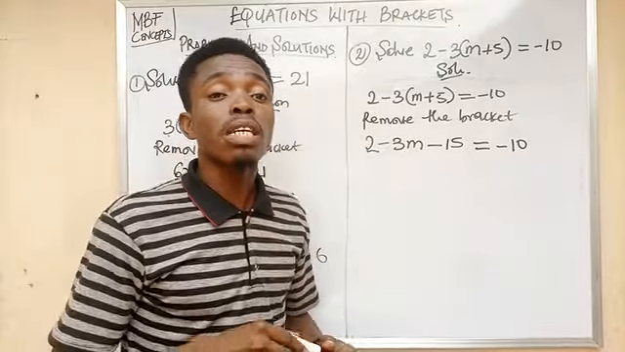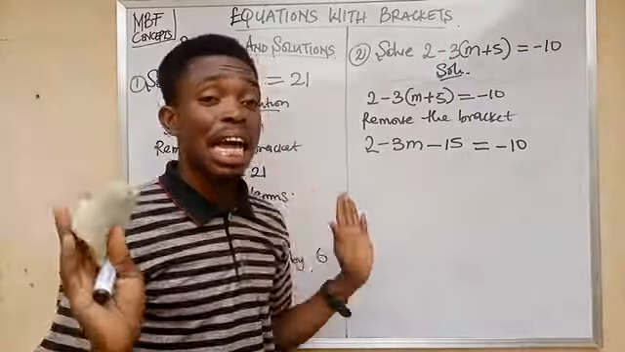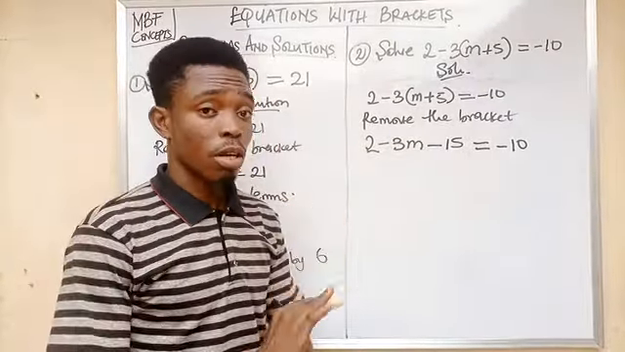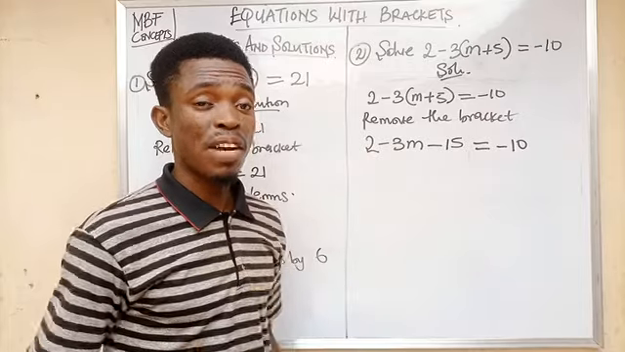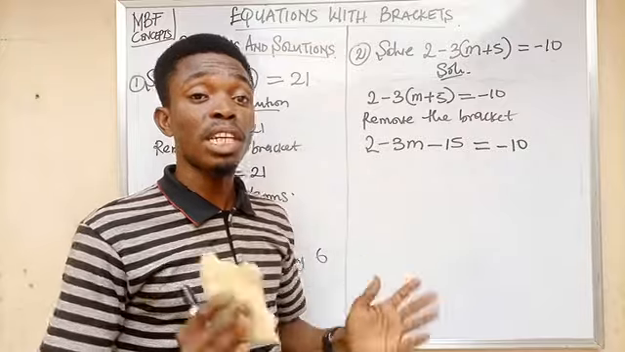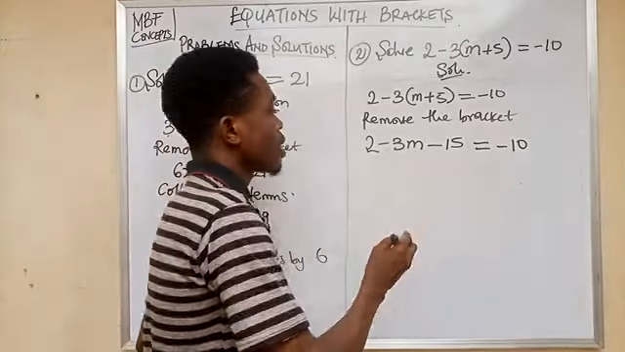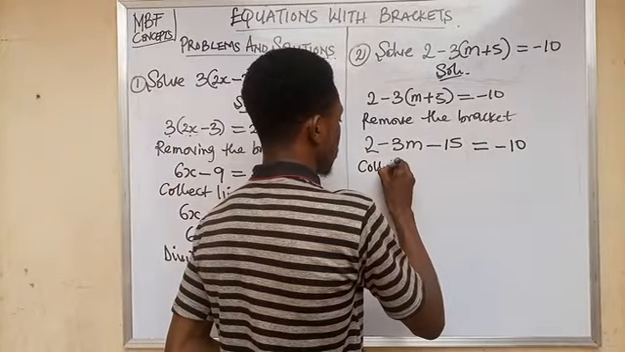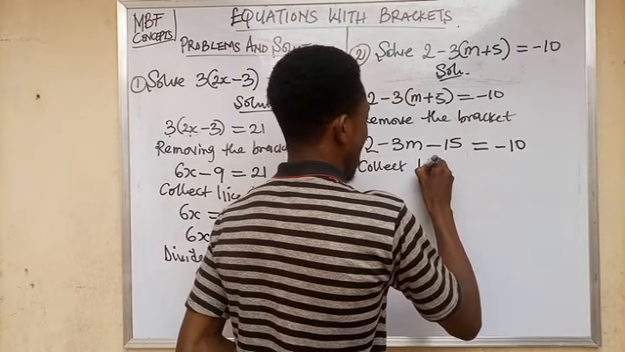What do we do? The next thing we will simply do is to collect like terms. 3 operations. That's all. Only 3 steps. First, remove the bracket. Second, collect like terms. Third, divide both sides by the coefficient of the variable, if any. Now, the next thing we do is to say collect like terms.